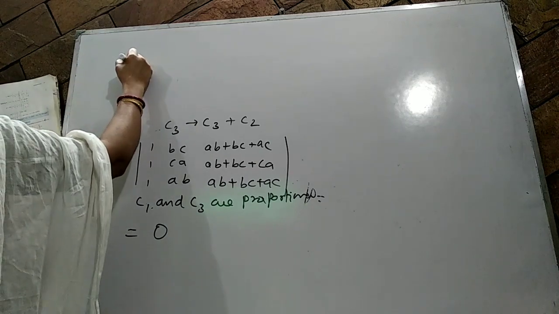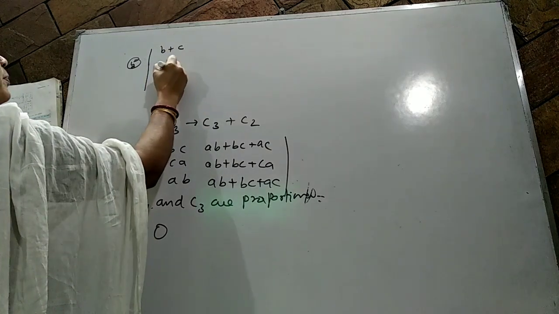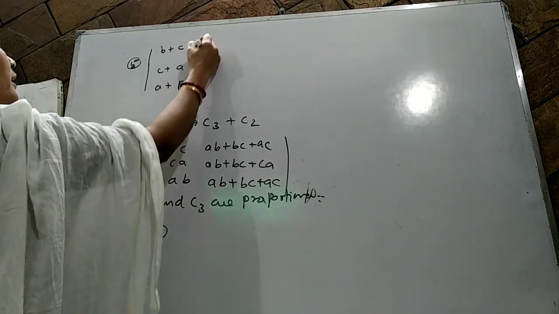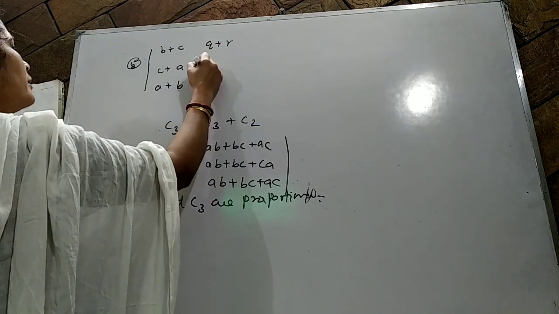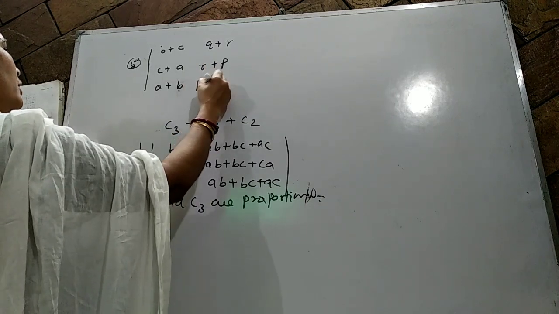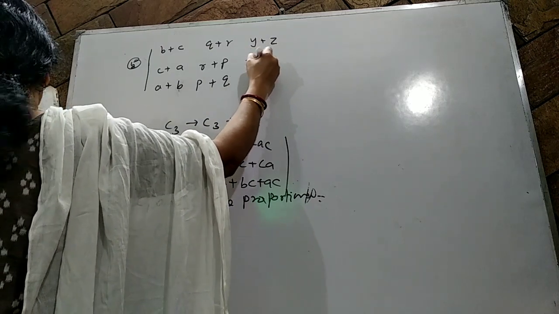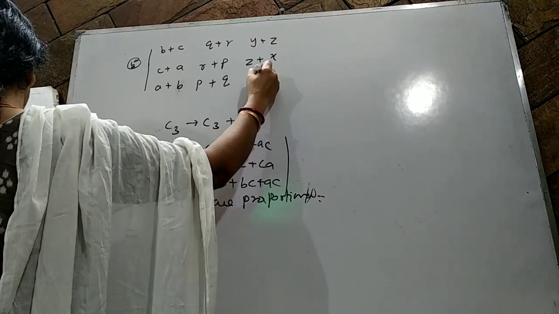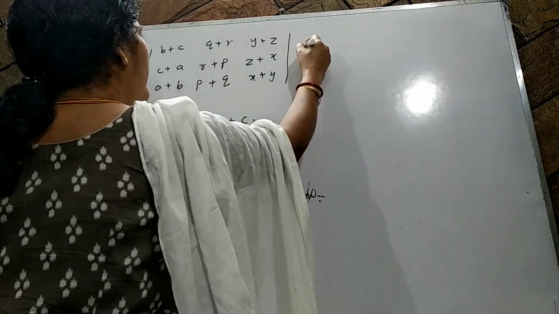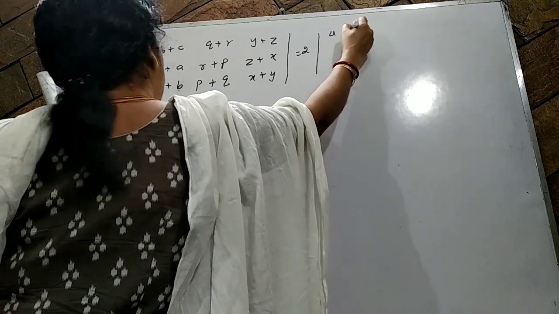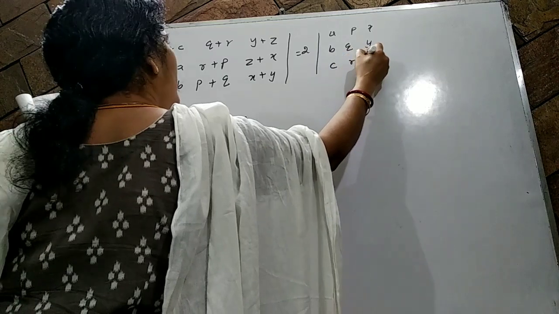Now I am taking question number 5, one of the most important questions: B plus C, and then C plus A, and then A plus B, and then here Q plus R, P plus Q, and then Y plus Z, Z plus X, and then X plus Y. This is one of the most important questions, equal to, they are saying, twice of the determinant A, P, X, and then B, Q, Y, and then C, R, Z.